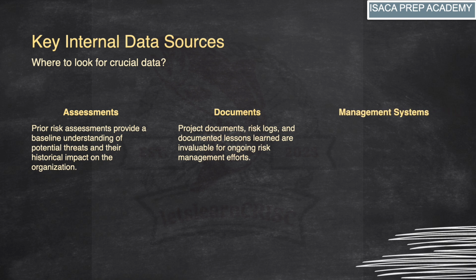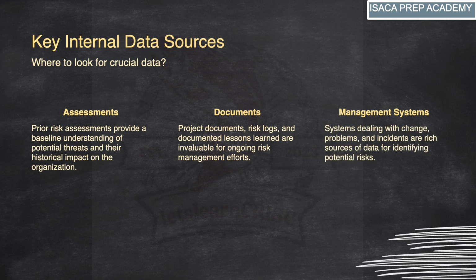Next, about the management system. Friends, management systems that handle changes, problems, and incidents are a valuable source of data for identifying potential risks. Friends, these systems gather information about various aspects of operation, such as changes made to the system or processes, problems encountered, and incidents that occur. And friends, by analyzing the data collected by these systems, organizations can identify patterns, trends, and potential risk factors.